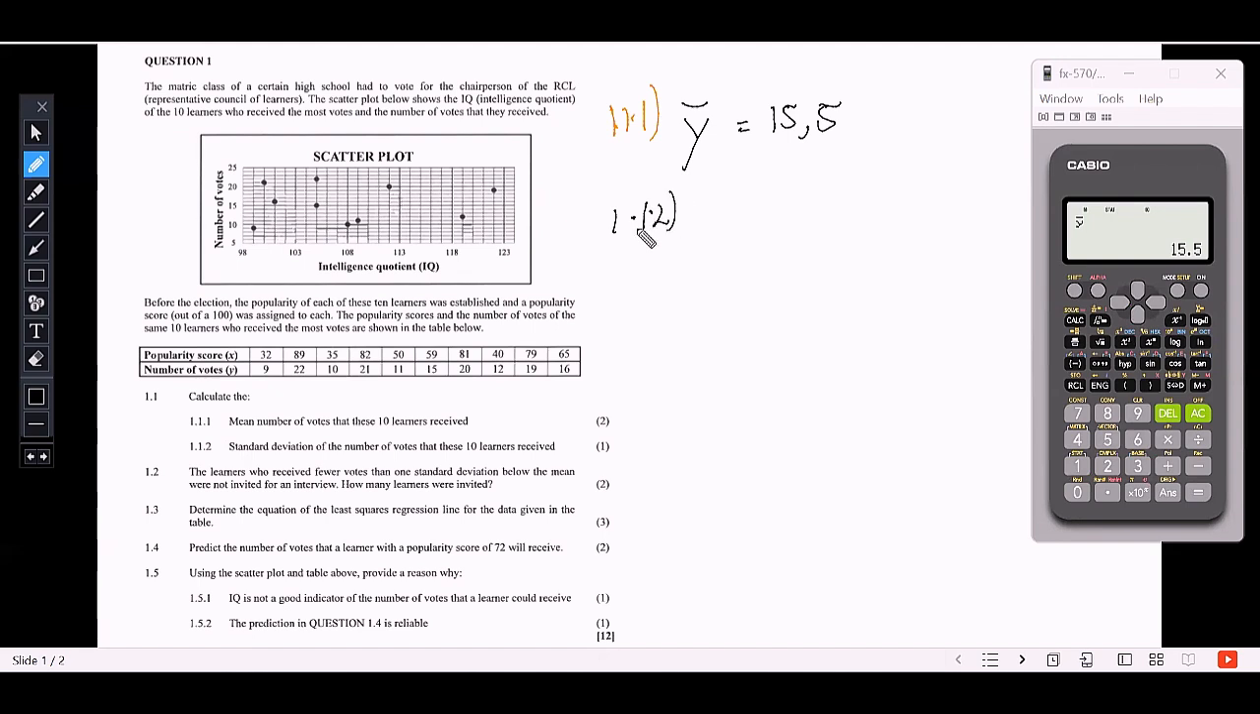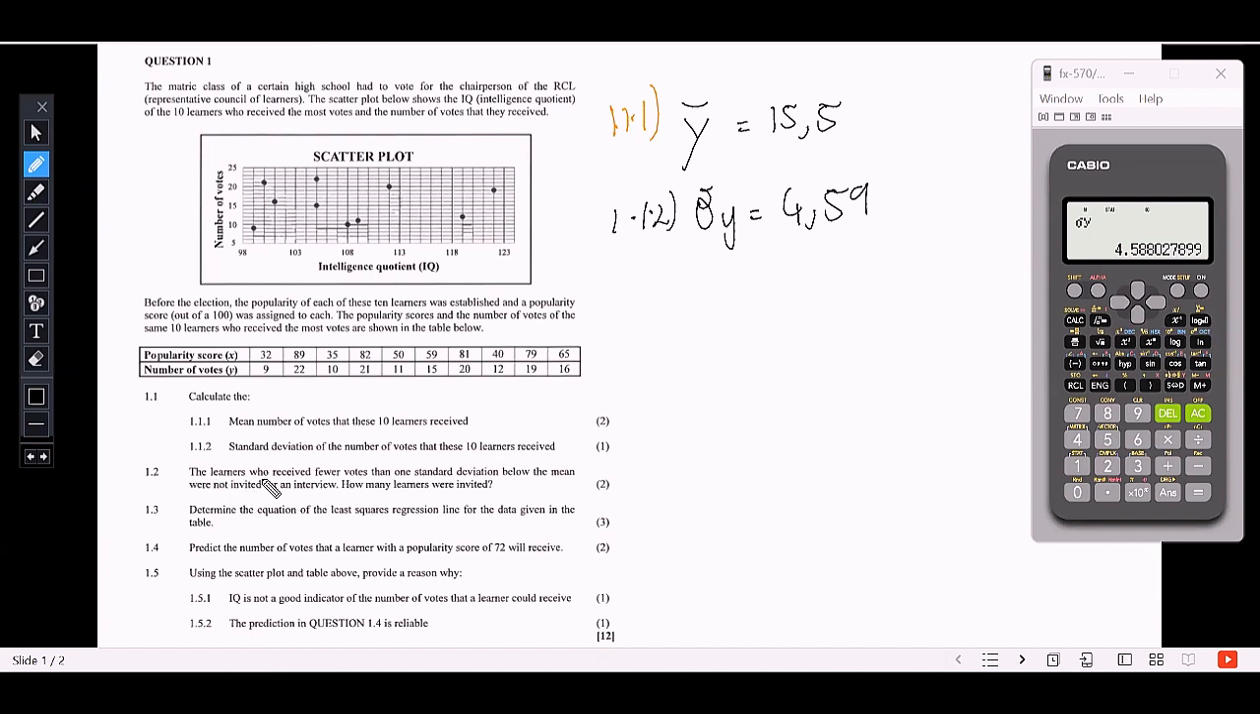Then now you have 1.1.2. It says again the standard deviation of the number of votes that these 10 learners received. So again, we are looking for the standard deviation of Y. So we are going to press on, and then again shift 1 for stats, and then 4, and then we are looking for number 6, standard deviation of Y. So we have our standard deviation for Y is 4.59 if we round off to 2 decimal places as per instruction of the exam.